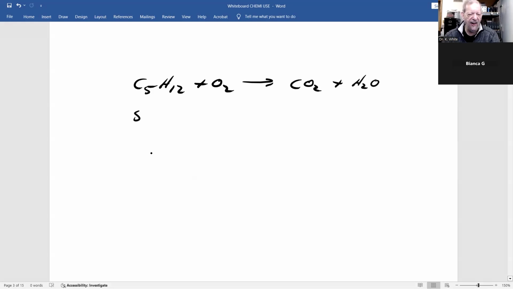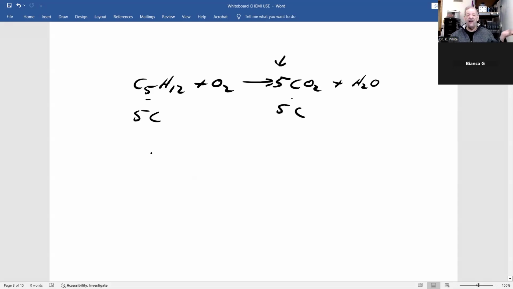There are 5 carbons here. Notice the number there. On this side, there's only 1. How do I get 5? The number in front, called the coefficient, you can change. So I'll put 5 there, and now I have 5 carbon. So it's balanced on both sides with carbon.